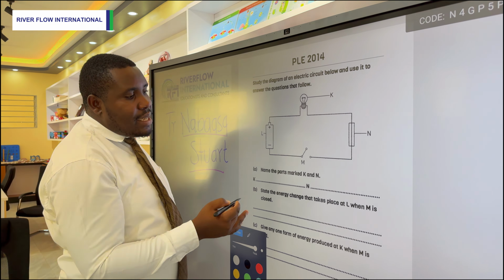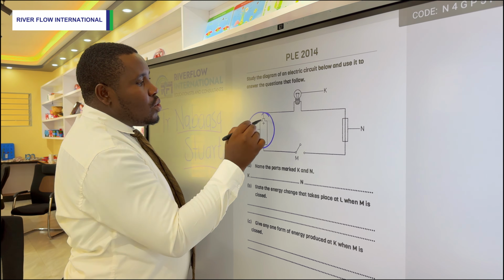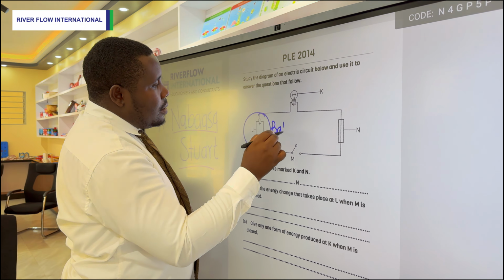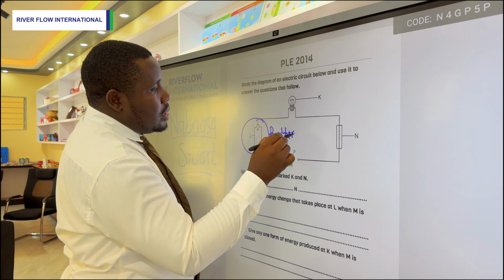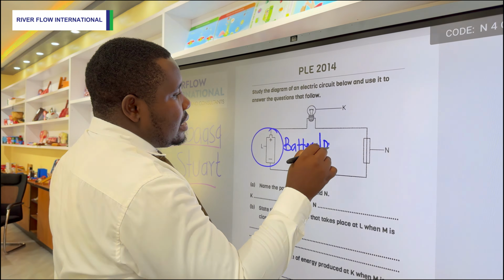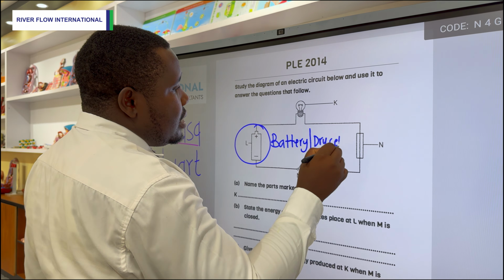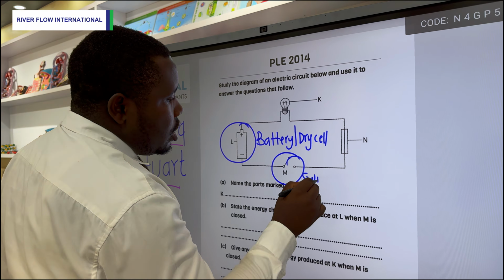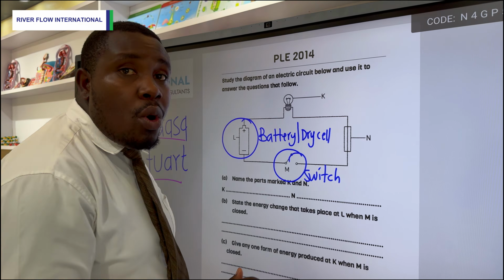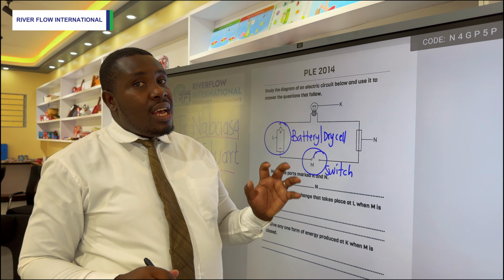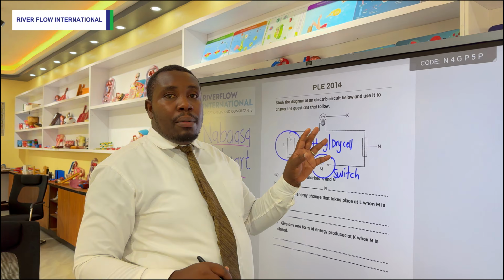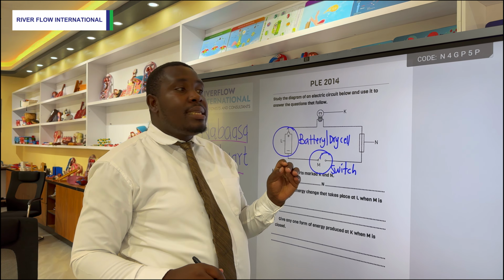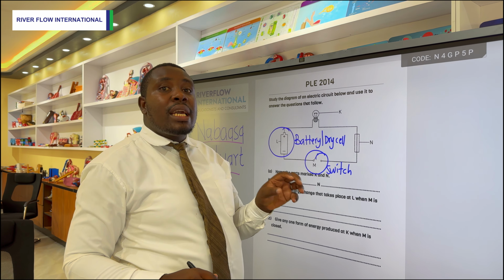We can first identify the parts. You can realize these ones are batteries. This is a battery. This is a battery. Others call it a dry cell. This one is a switch. This one is a switch. How do I know this? Because electrical parts or electrical appliances, all these parts of the electric circuit have symbols.